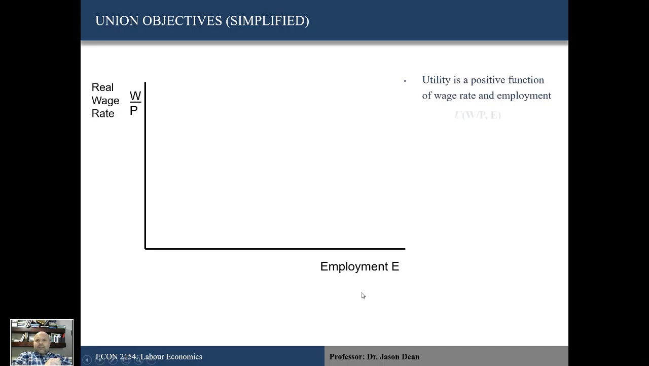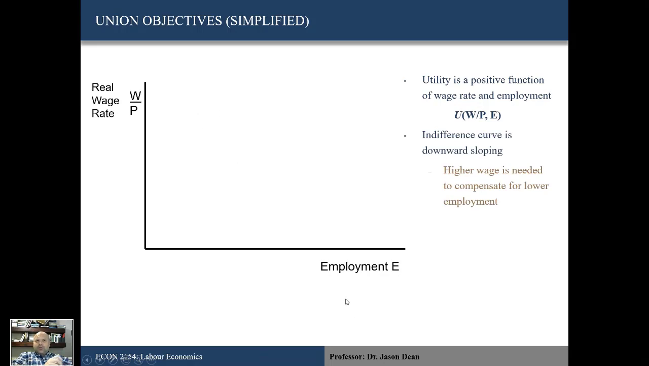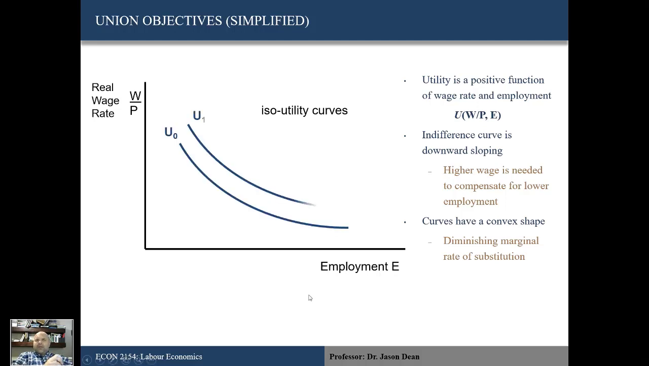And we're just going to assume for now that the utility function is a function of the real wage and employment. And so we can draw indifference curves in this space, and they're going to be downward sloping because a higher wage is going to be needed to compensate for lower employment, and they will have a concave shape as usual. Thus we're assuming diminishing marginal rate of substitution. And so we're also going to term these the iso-utility curves. And so they're going to look like this.